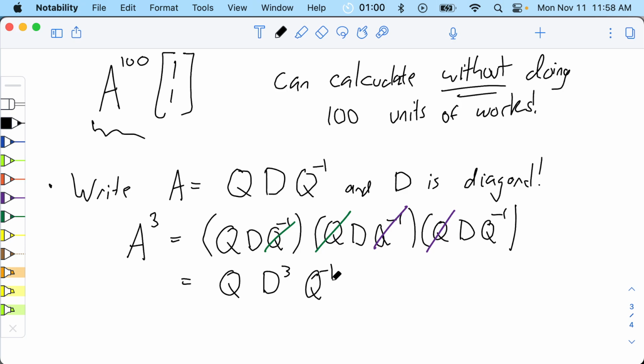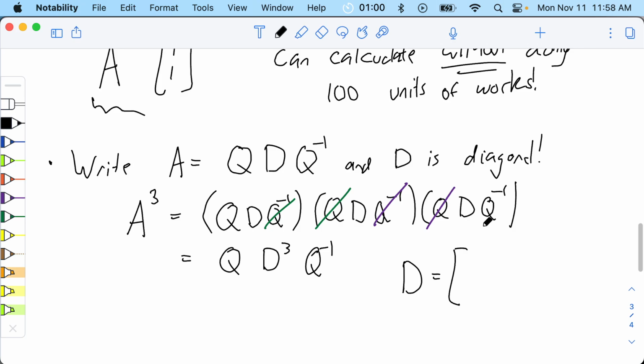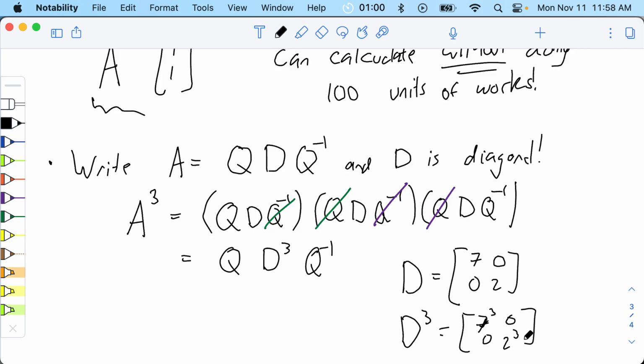So if you can write A with this weird diagonal Q business, then when you do powers of A, you get powers of a diagonal matrix. And powers of a diagonal matrix are easy. So if D is the matrix, let's say it's 7, 0, 0, 2. What is D cubed? It's going to be 7 cubed, 0, 0, 2 cubed. So diagonal matrices have easy powers, and if you can write A this way, then it will work. This is totally true, and this is maybe how you were taught in algebra class.